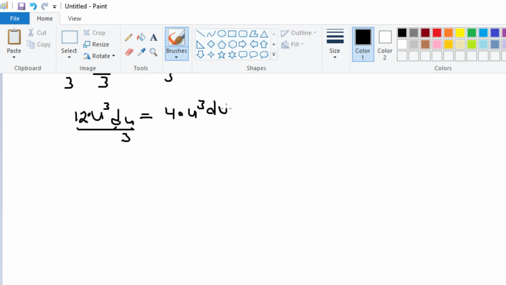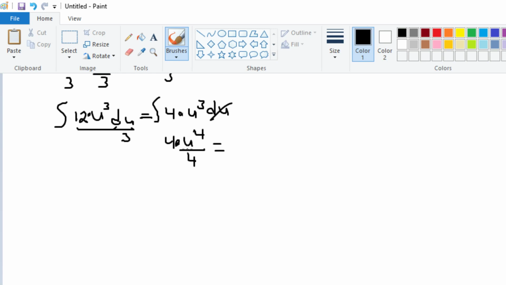Sorry, having technical problems. And this is what we're integrating. Okay? So, I forgot to write the integral symbol there. So, here we go. U to the power of 3, the integral of that is u to the power of 4 over 4. And then we had that times 4. So that's the integral. Remember, when you integrate, the du goes away. So this is what we got.